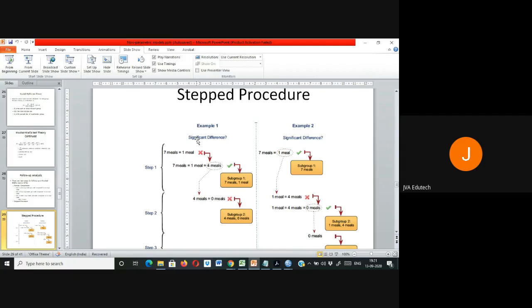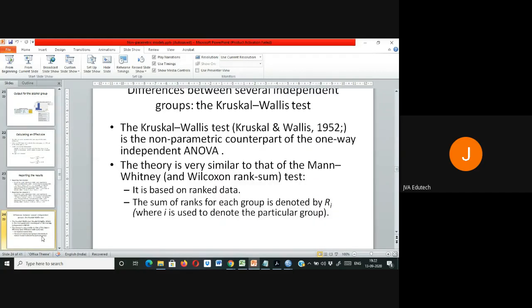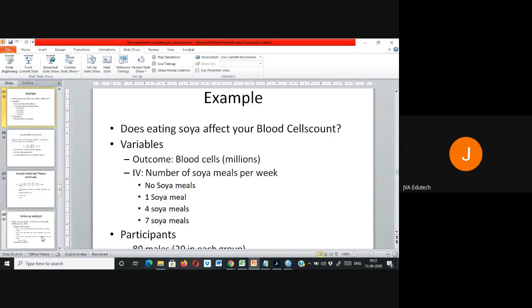Our groups are divided like this: first group no soya meals, then 1 soya meal, 4 soya meals, and 7 soya meals. So if you do the pairwise comparison, we have to do 6 pairwise tests separately.